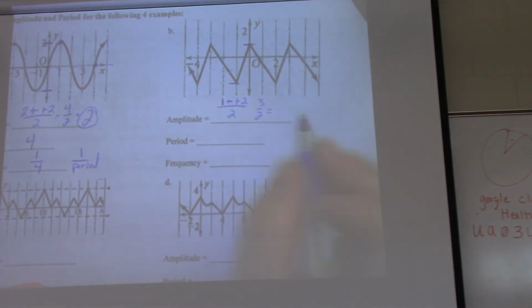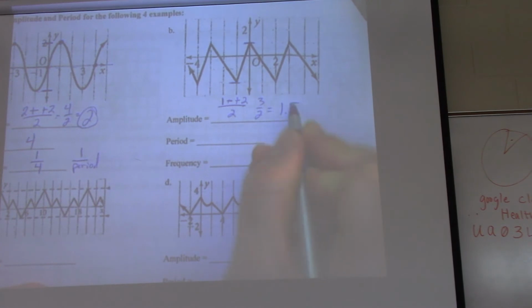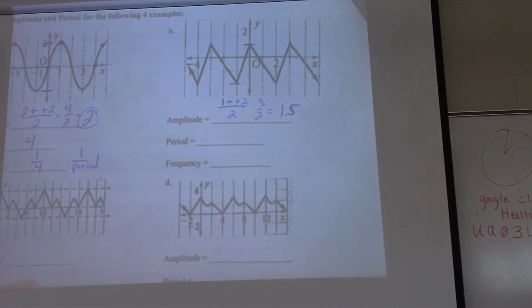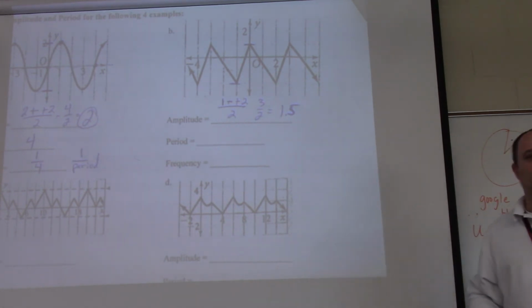What's 3 divided by 2? 1.5. Can I write 1.5? Is that okay? Yes. It could be a decimal. That's okay. It's 1.5. What's the period? Don't say it out loud. See if you can figure it out, based on what we said in the previous example. What's the period? See if you can figure it out real quick. Give you 10 seconds.